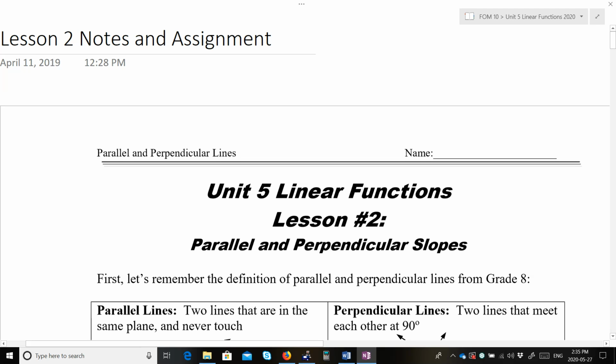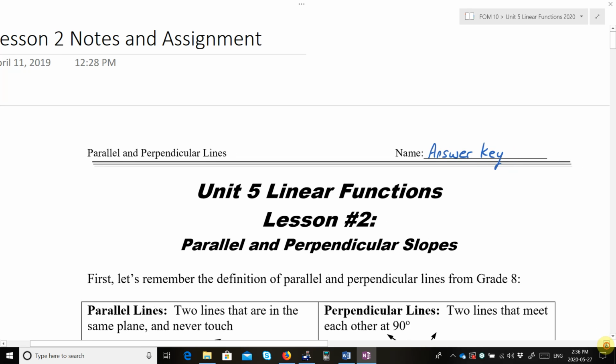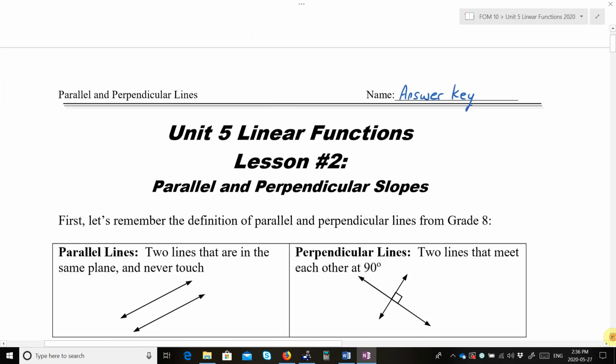Hi, FOM 10 students. This is lesson 2 of our unit on linear functions. It's called parallel and perpendicular slopes. I'm going to call mine answer key. And it looks like this.